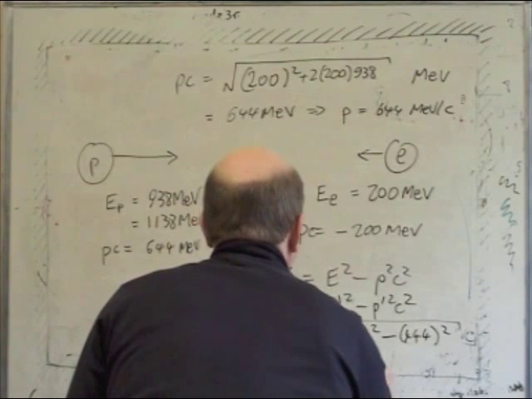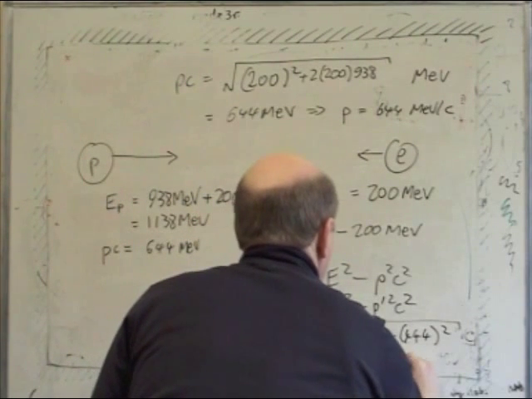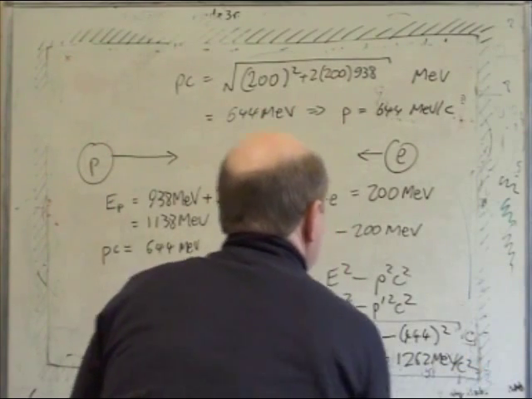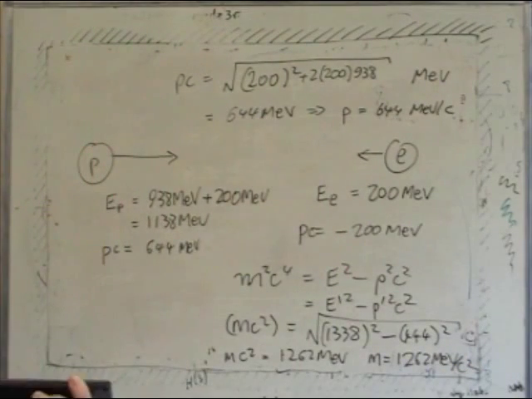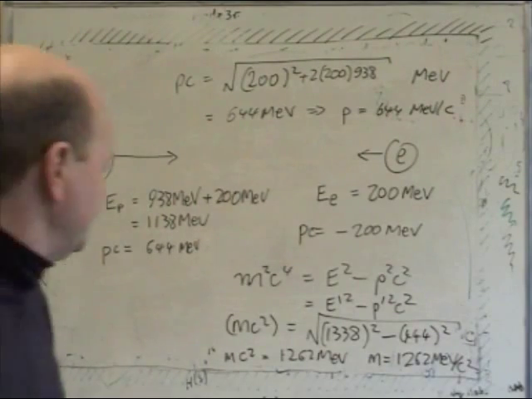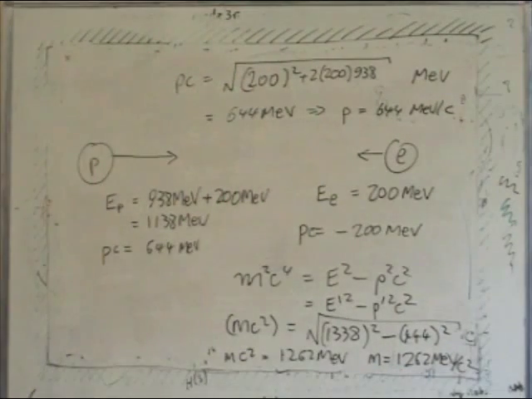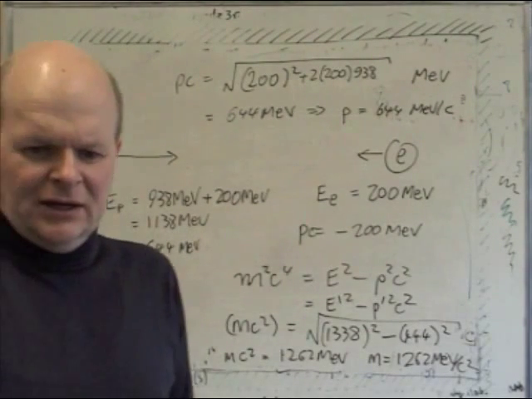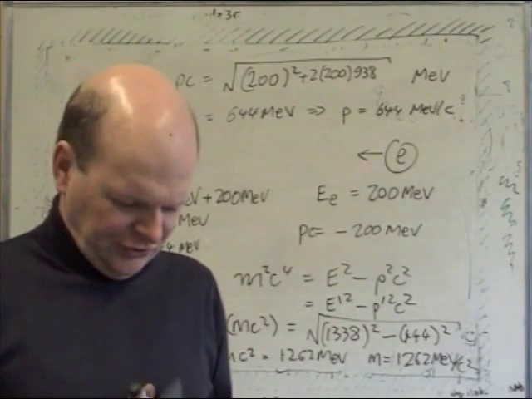And the answer is 1262 MeV, or the mass of the particle produced is 1262 MeV upon c squared, and you again do not have to square 3 times 10 to the 8 and actually calculate that, because the answer comes out in the correct units if you just leave the C alone and put it in with the units. Okay, so that is the end of question 4.